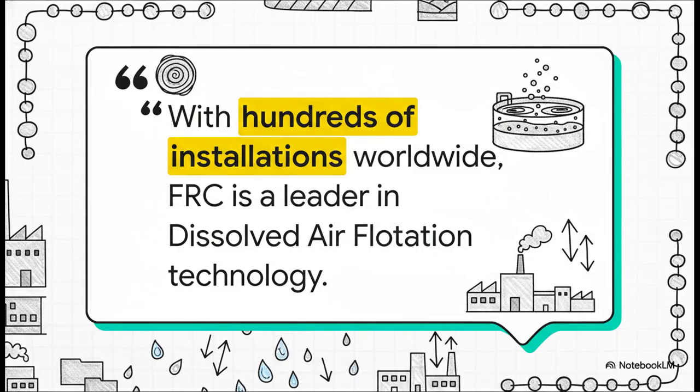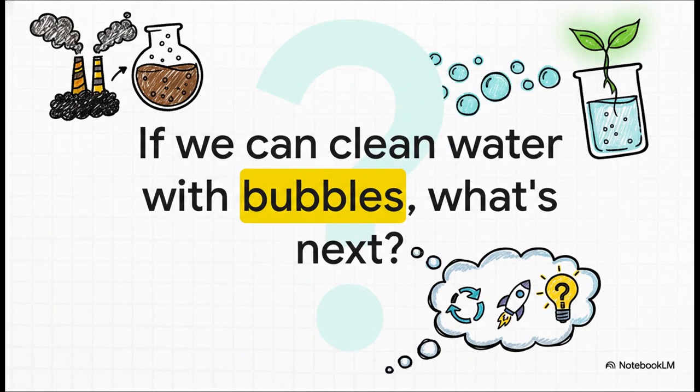And this is important. This isn't some niche experimental technology. We're talking about hundreds of these systems installed all over the world. It is a proven, reliable, and globally adopted solution for a very global problem. Which kind of brings us to a final thought. We started with this really messy, complex industrial problem, and we found an elegant solution in the simple physics of a bubble. It really makes you wonder, right? If we can solve such a tough environmental challenge with clever engineering like this, what other big problems out there can we solve with surprisingly simple ideas?